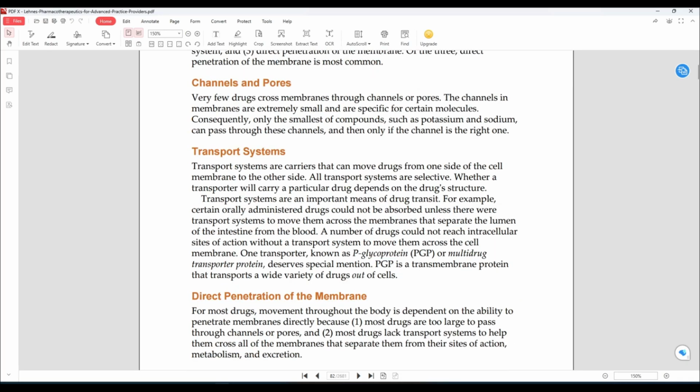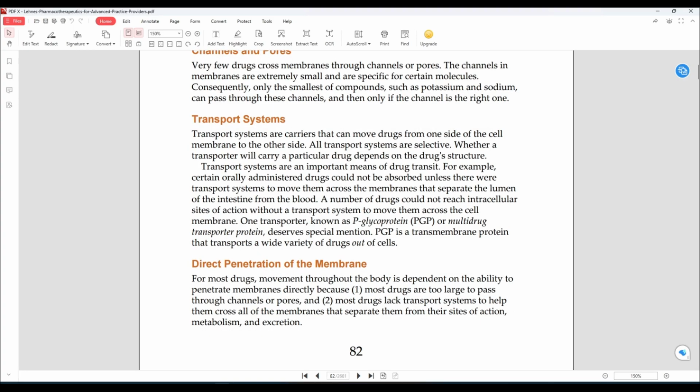However, channels and pores. Very few drugs cross membranes through channels or pores. The channels in membranes are extremely small and are specific for certain molecules. Consequently, only the smallest of compounds, such as potassium and sodium, can pass through these channels, and then only if the channel is the correct one.